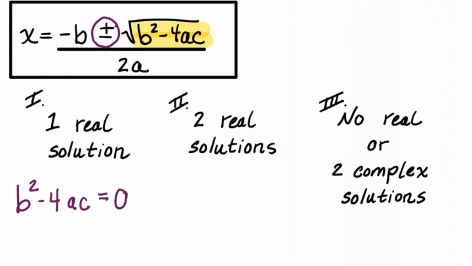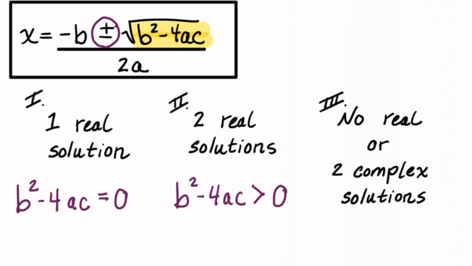How about the second situation, two real solutions? Well, again, we're going to have our discriminant, and we're going to say that b squared minus 4ac is greater than 0. When we have positive numbers, that is when we're going to have two real solutions. And based on the previous discussion, that makes sense.